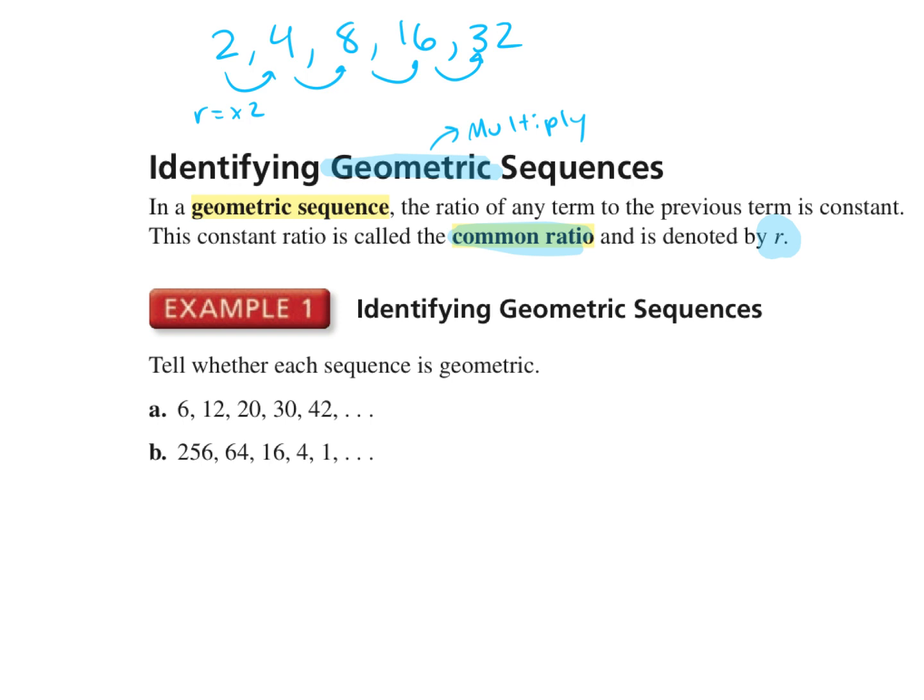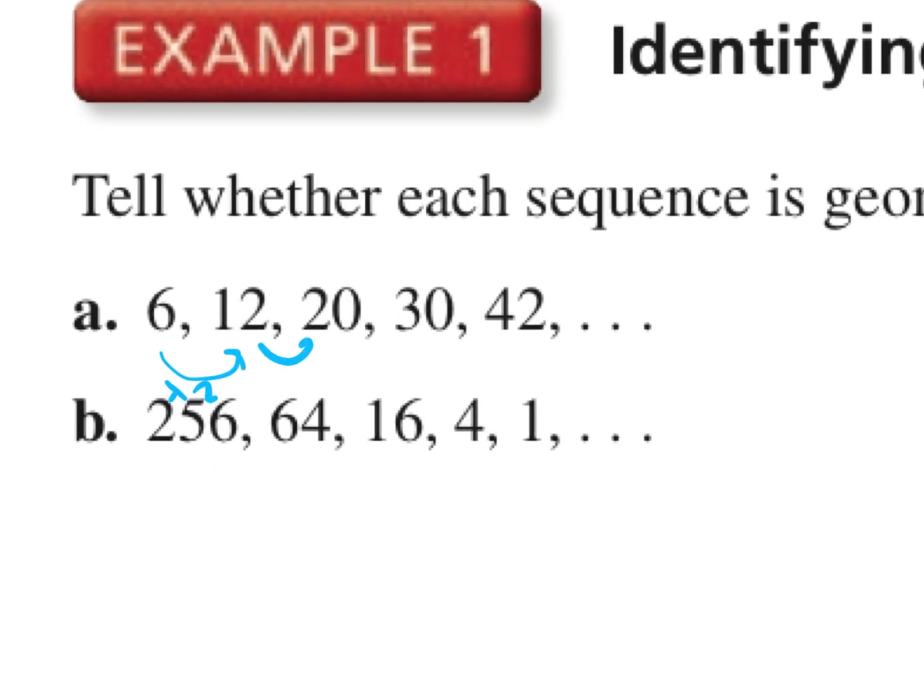So for example 1, we have to tell whether each sequence is geometric. So what am I multiplying to get from one term to the next, from 6 to 12? I'm multiplying times 2. If I multiply 12 times 2, do I get 20? No. So is this geometric? No.